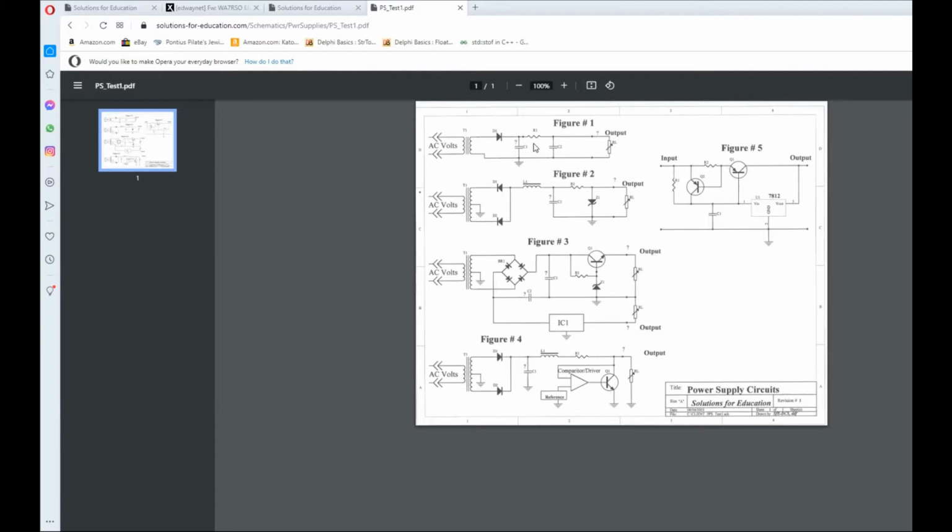Bear in mind that this power supply can be a little dinky thing, but it also can be large enough to run a radar system, which is what I'm acquainted with. That's what I worked with when I was in the service.